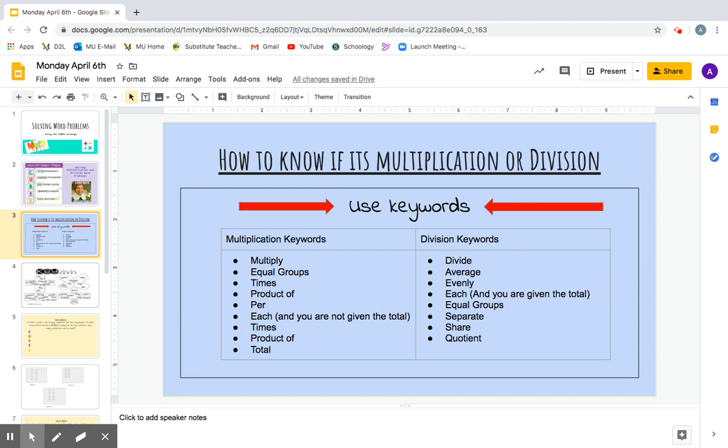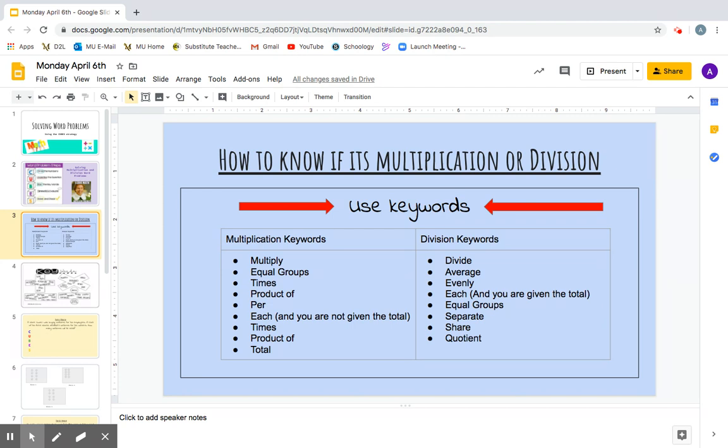So some of the multiplication keywords are multiply, equal groups, times, product of, per, each when you're not given the whole total number. Times, product of, which I have on there twice by accident, and total. If we look at the division keywords, we have divide, average, evenly, and each. Now, this each is when you are given the total number in the word problem. There's equal groups, separate, share, and quotient.